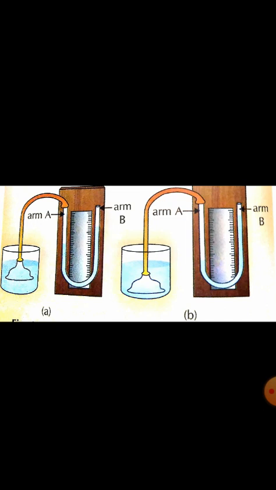The difference in the levels of water in the two arms can be observed on the scale which is fixed on the board, and this gives us the pressure of the liquid. If the funnel is taken deeper, the difference in the liquid levels in arms A and B will increase, showing that pressure increases with depth. So we have seen how to measure liquid pressure with a manometer. In the next module, we will discuss about atmospheric pressure and its applications.